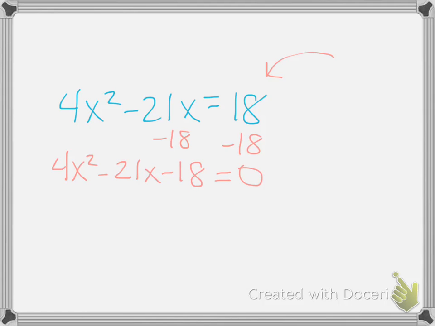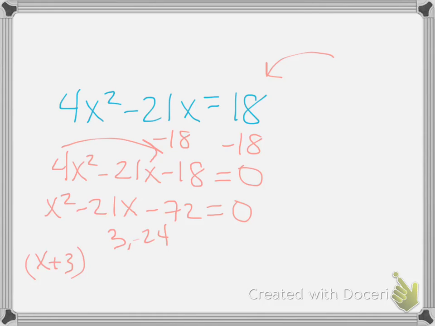Okay, is there a GCF? No. So we get to do the long process. We got to send that 4 back. So we're going to get x squared minus 21x minus 72 is equal to 0. So two things that multiply to get me 72 to add to get negative 21 is 3 and negative 24. So I'm going to have x plus 3, x minus 24 is equal to 0.